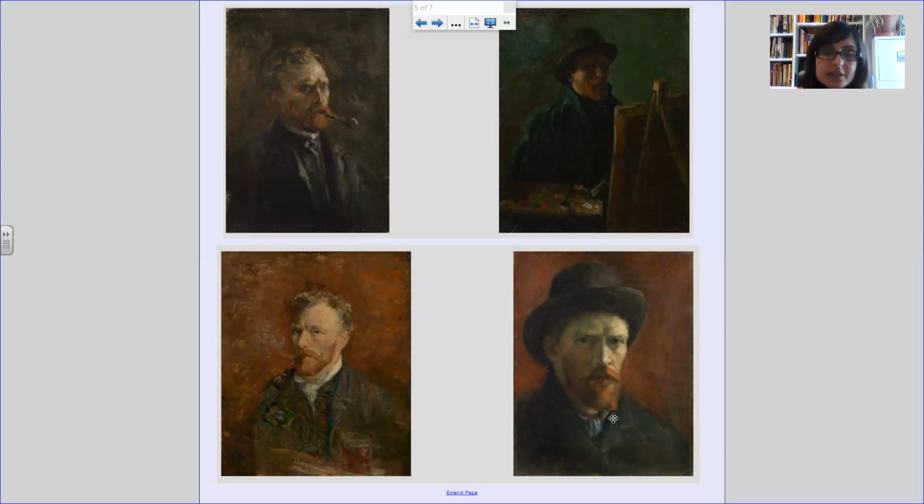So in these ones, we can tell he's not very happy. Maybe it tells a lot. It tells us a lot about the mood that he was feeling at the time. But he's still painting. Look, did you notice? He's still painting.